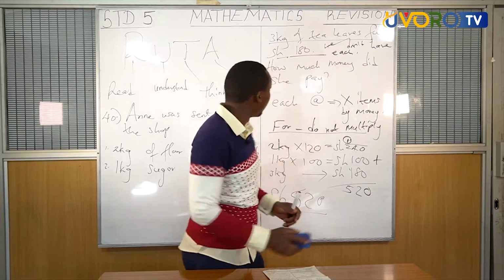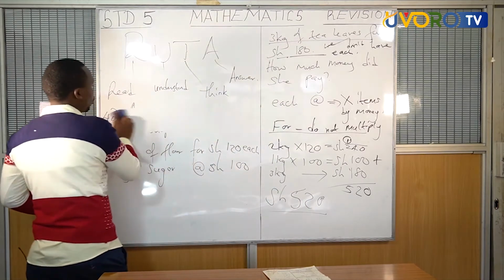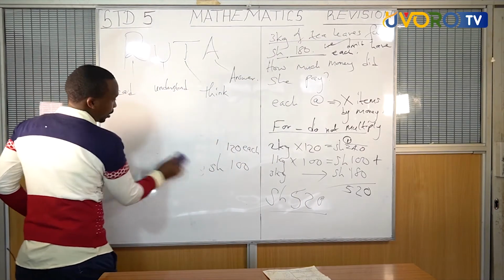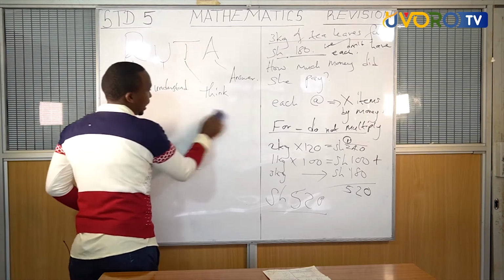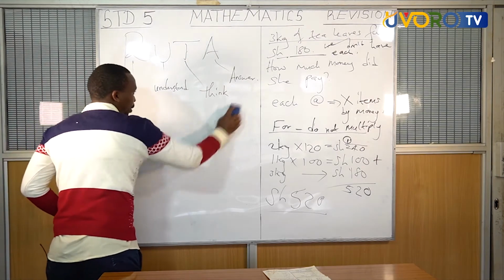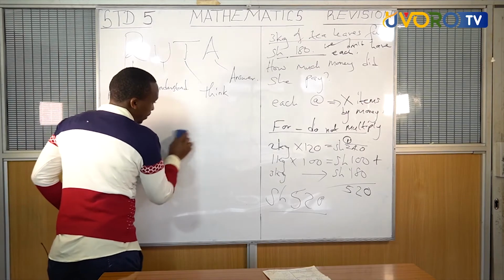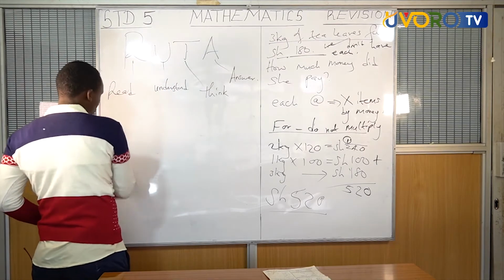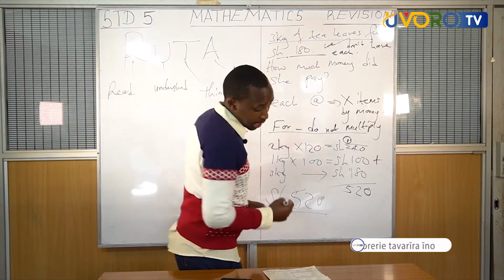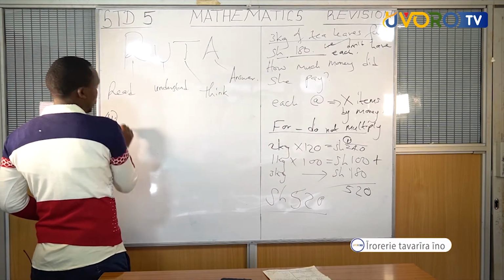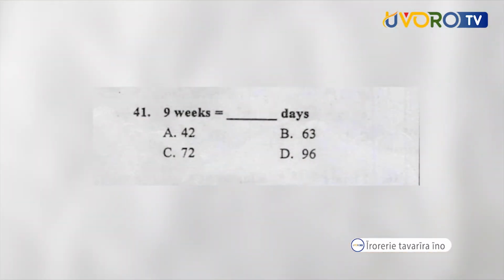We move to question number 41. Question number 41, that is where we are. Remember, we are approaching the end of this paper. Revision for mathematics class 5. Remember, we have more revisions later. Question number 41. You are told 9 weeks equals dash days. 9 weeks have how many days?